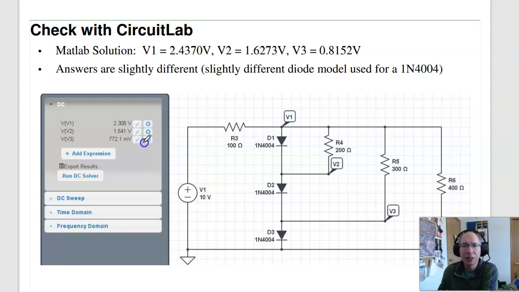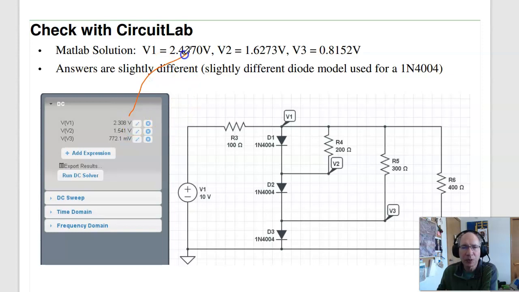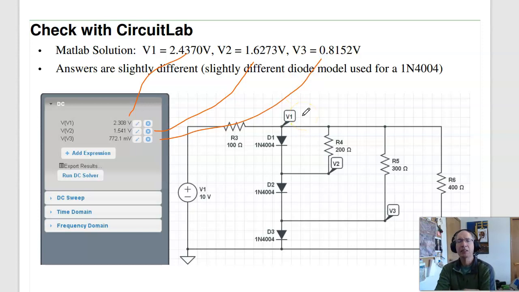In Circuit Lab, it came up with 2.3, 1.5, 0.77, comparing 2.3 versus 2.43. Yeah, pretty close. 1.5 versus 1.6, 0.77 versus 0.81. Again, it'll be a little bit different. That's typical in electronics. When you take electronics, I will then go out and build a circuit and measure the voltages myself. In that case, I'll have a third answer. Close, probably a little bit different, but close.